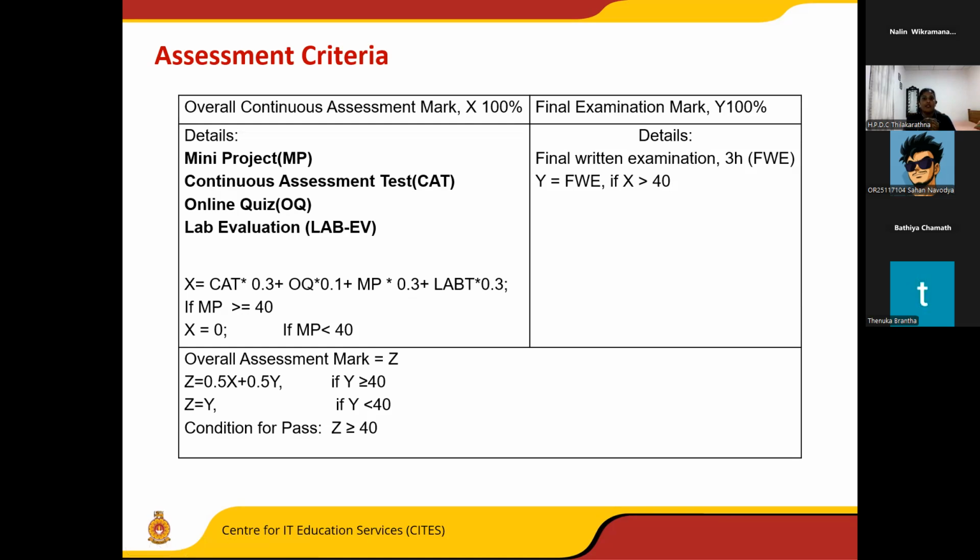So after your final examination, overall marks will be calculated like this: half of your marks from this criteria and half of your marks from your final examination, right? So the most important thing here, the critical assessment component, is the mini project.